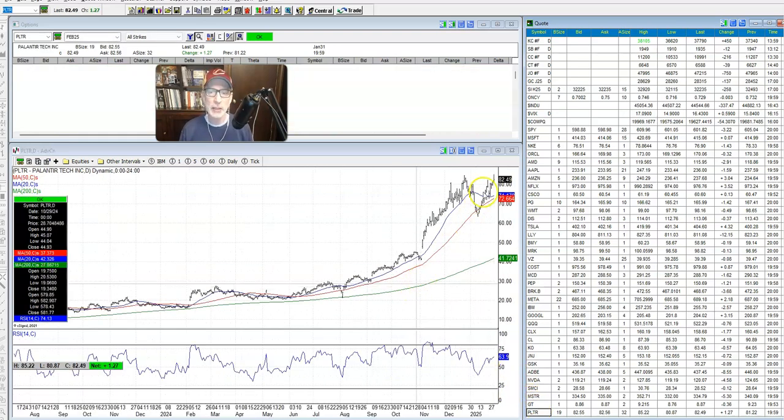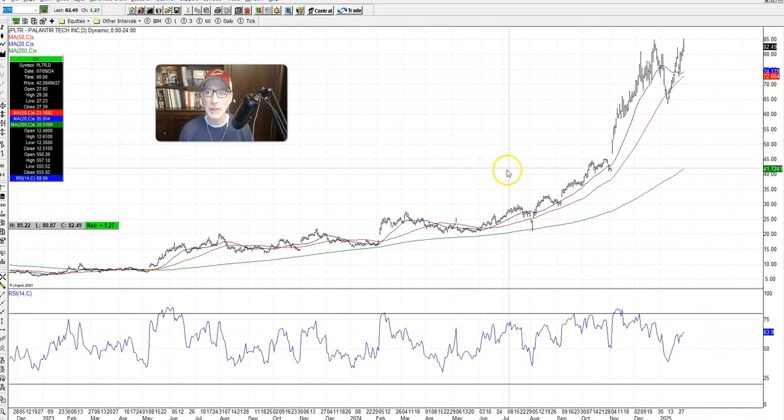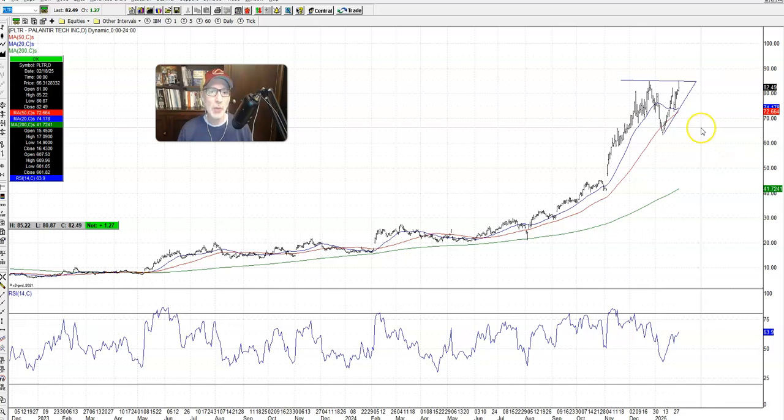And lastly, Palantir, everyone's new favorite, or it's been everyone's favorite for months now. I like the pattern here. I like the setup. It's a strong stock. Moving up, you've got the resistance here, this ascending triangle. If it breaks through, it's going to keep going. There's good bullish momentum behind Palantir.